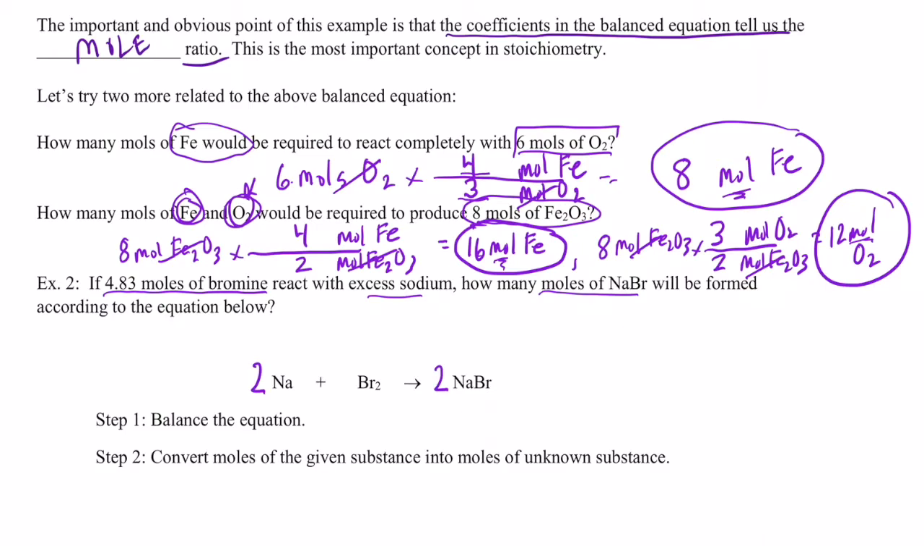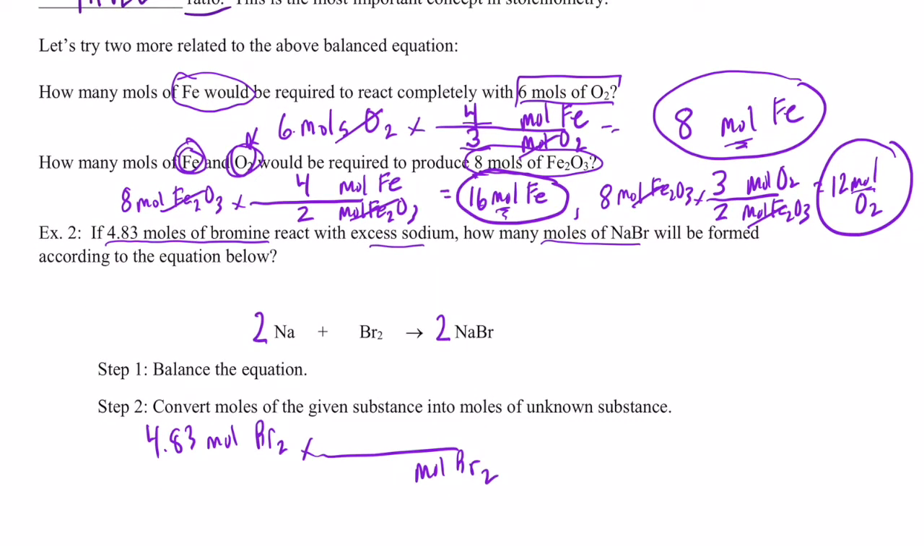Number 2, we have to convert moles of the given substance into moles of the unknown substance. So that's not too bad. We have 4.83 moles of bromine, and we want to hop out of moles of bromine, so we'll put that on the bottom, folks. And what do we want to get into? Well, we want to find out about NaBr, don't we? So we want to find out about moles of NaBr.